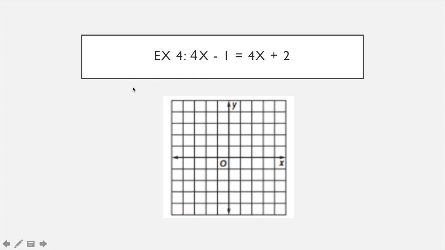Okay, fourth example. We want to do the same thing. So move everything to the left side. Get rid of the 4x through subtraction. So this goes away. This also goes away. If we subtract 2 from both sides, we'll get a negative 3 equals 0.